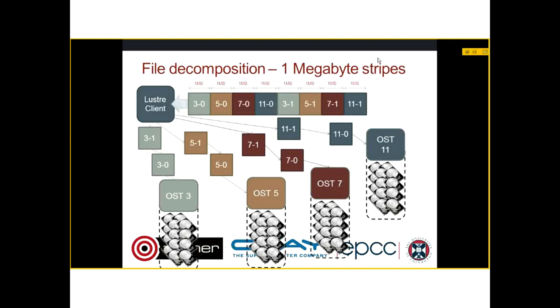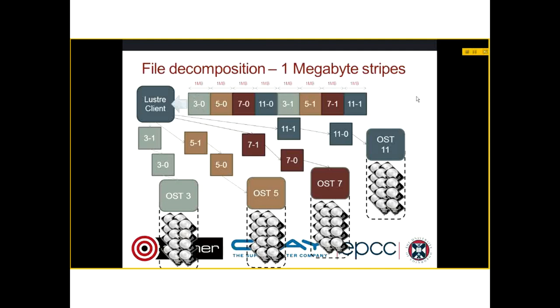When you read and write a file, if you're not using any libraries that exploit the parallelism of Lustre, then you wouldn't realize they were split in this way. The 1 megabyte stripes are the default for the Archer /work file systems. You can change this. I'll come to that in a moment. But in this case, we'll just look at the default.